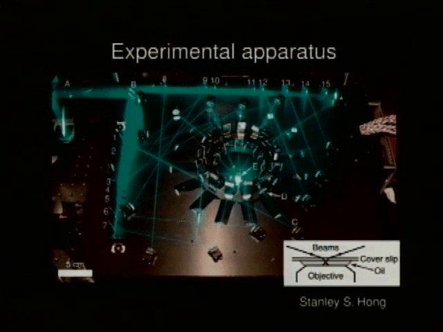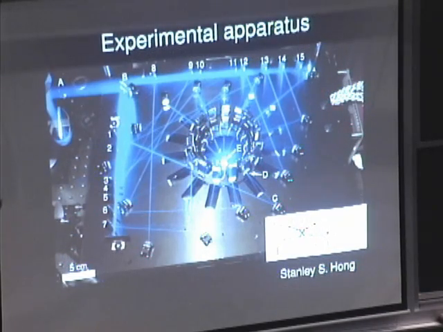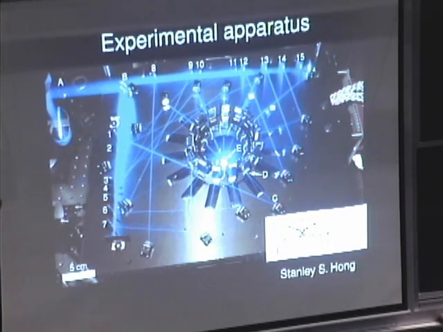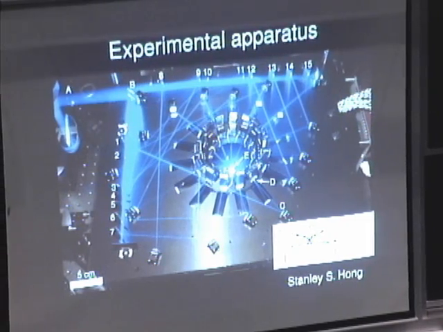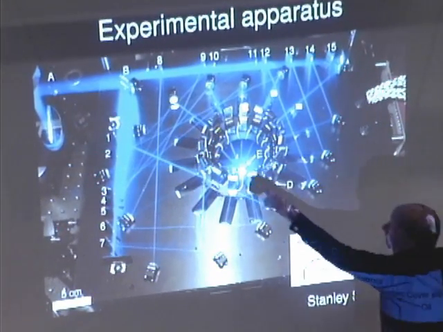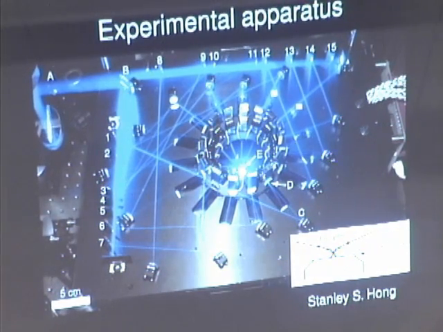So the laser's coming in over here. There are these pick-off mirrors that are steering things around. This was some complicated optimization that Stan did. So here's the region of interest, which is this big on his microscope. And about 2 centimeters down, the beams converge on a specimen, which is right there.